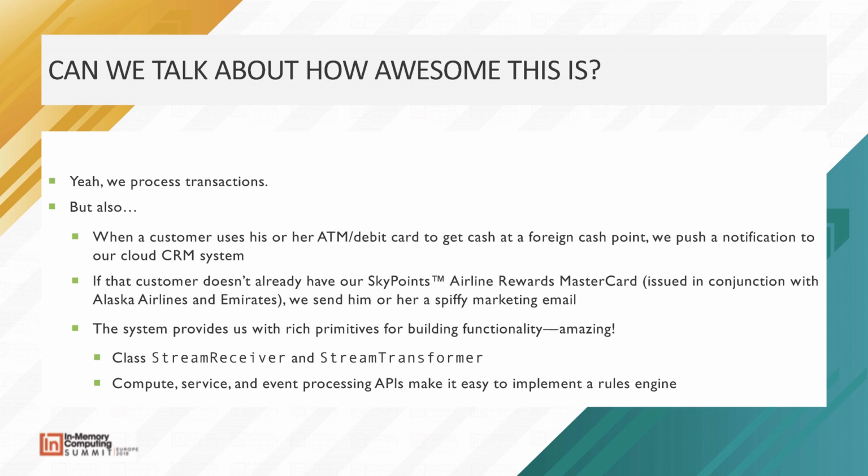So let's just take a second and talk about, honestly, how awesome this is, right? This is one of the great things about in-memory data grids, before I start hating on in-memory data grids. We can do things like when a customer uses his or her ATM debit card to get cash at a foreign cash point, we can push a notification to our cloud CRM system here, and if that customer doesn't already have our SkyPoints Airline Rewards MasterCard, we can send him or her a spiffy marketing email that's like, would you like to earn Alaska Airlines and Emirates points every time you buy a latte?